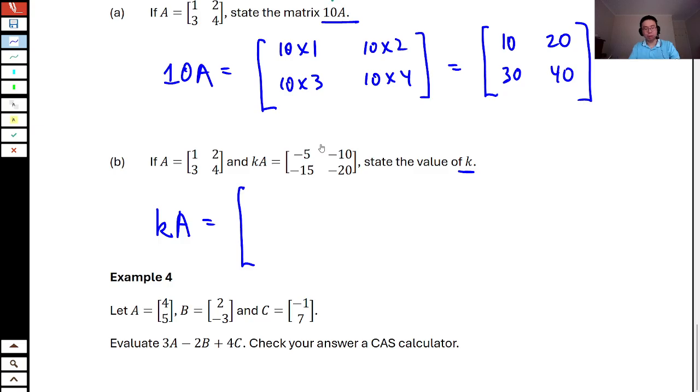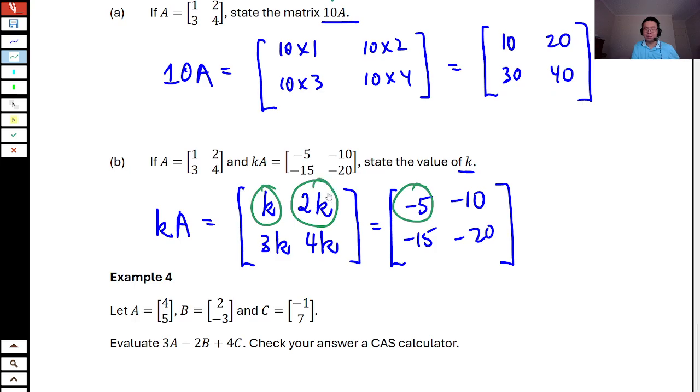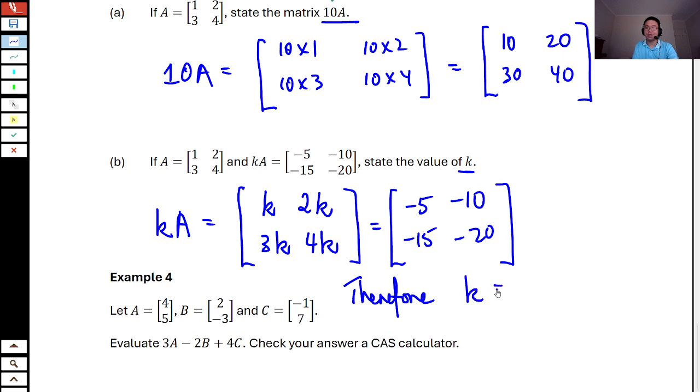And you can probably see it by inspection, but if you're having trouble seeing it, if I multiply the matrix A by k, I will now have k, 2k, 3k, 4k. And this equals -5, -10, -15, -20. From which we can conclude, since these two matrices are equal, that this number equals this number, equals this number, and so on. And so here, it's fine to just write the answer. We can say k equals -5.